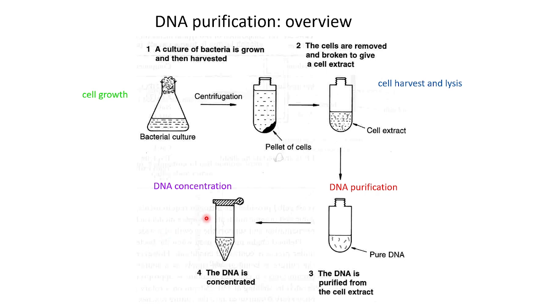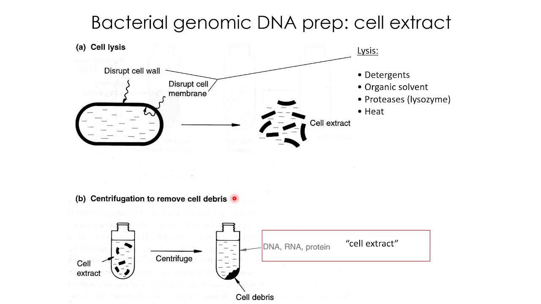So you have a culture of bacteria that is grown and harvested. You centrifuge it, and you get a pellet of cells. Now the cells are removed and broken to give a cell extract. So you have the cell extract over here. You go for cell harvest and lysis, and then you have to purify the DNA and concentrate it to get the DNA concentration.